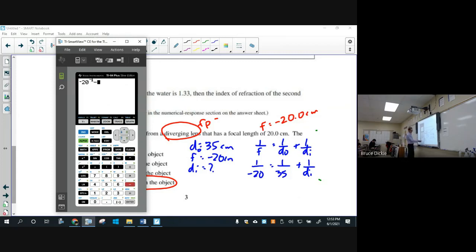Now, 1 over 35 goes over by subtracting. What is going on here? There we are. I think I'm good there now. There we go. Subtract 1 over 35. Now we're going to flip that over. Gives me a value of negative 12.7273.